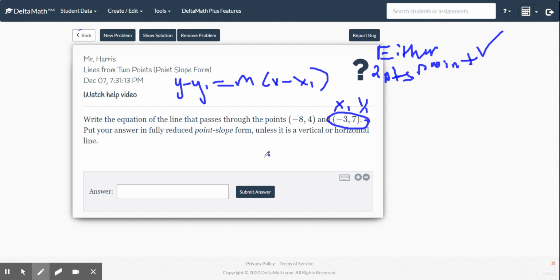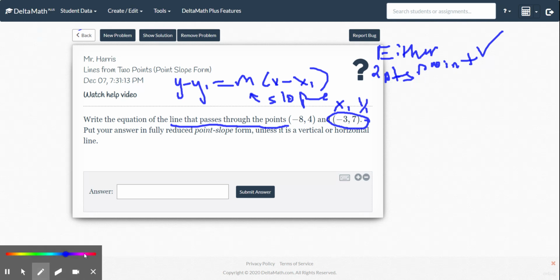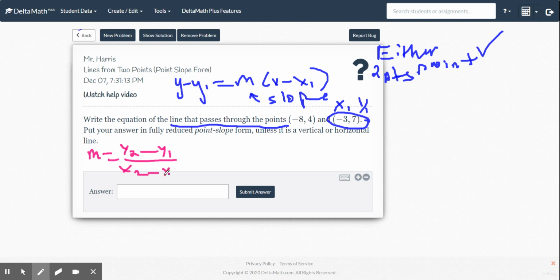Now the problem is, I think there's a reason they gave us 2 points that our line passes through. We don't have the slope. We've got to get our slope. And so in order to get that slope, we know we need to use the slope formula if they give you 2 points. So that's going to be m equals, switch to nice pink here, y2 minus y1 over x2 minus x1.